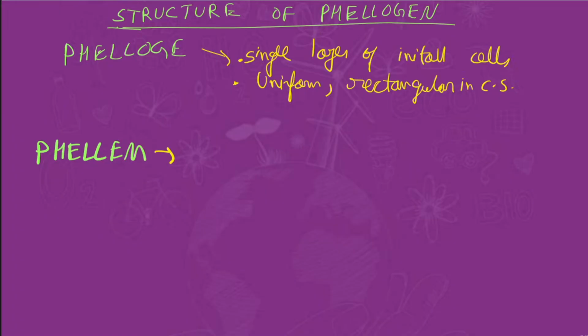Phellem or cork arises from the abaxial derivatives of phellogen. The cells of phellem or cork are usually polygonal or radially flattened. This is polygonal shape and radially flattened and divide tangentially in a cross section. Cells are devoid of intercellular spaces except in lenticular regions. Cork cells are dead.